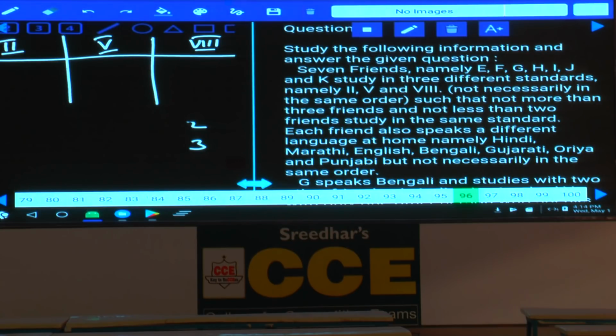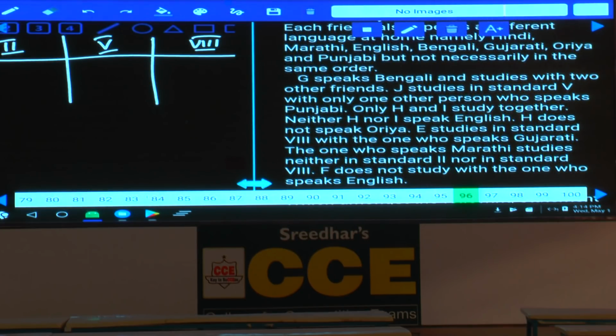Done? Then coming to the next condition, each one of these friends speaks a different language at home. 7 different languages are given. Now G speaks Bengali and studies with 2 other friends. That means in the class in which G is there, there are 2 more friends. That means 3 persons in the class in which G is studying, and in the remaining 2 classes there must be exactly 2 and 2. And G speaks what? G speaks Bengali.